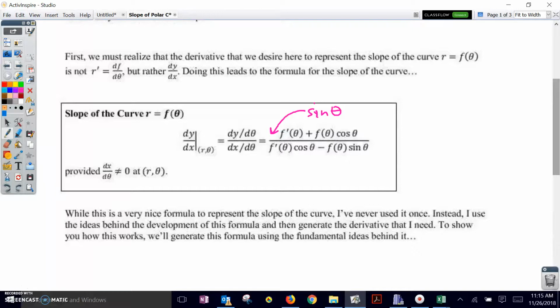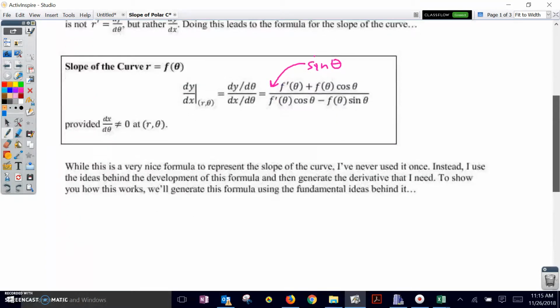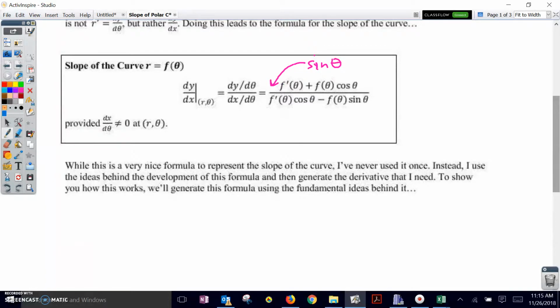I personally have never used it once. I'm going to show you where this formula comes from, and that's what I tend to do here. If you want to memorize this formula and use it, you're more than welcome to. I can see that it has some utility. I'm just stubborn and set in my ways a little bit, and don't feel like memorizing this formula.